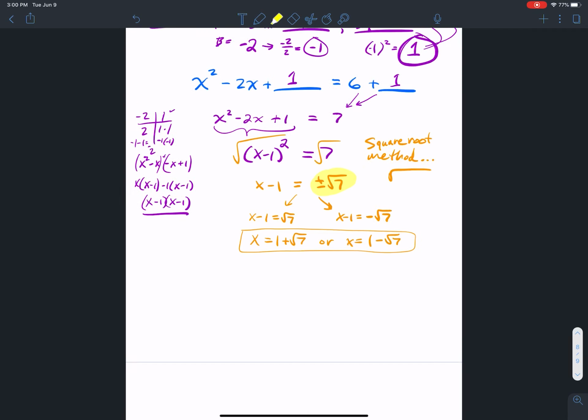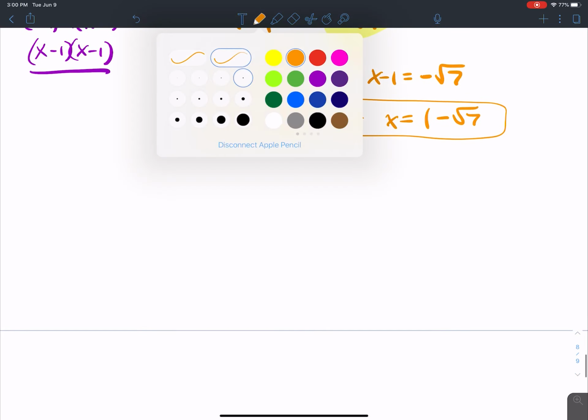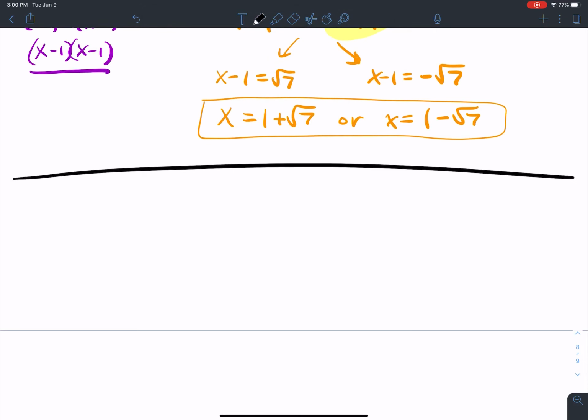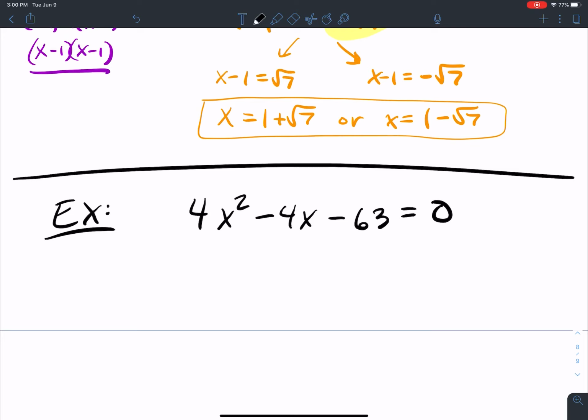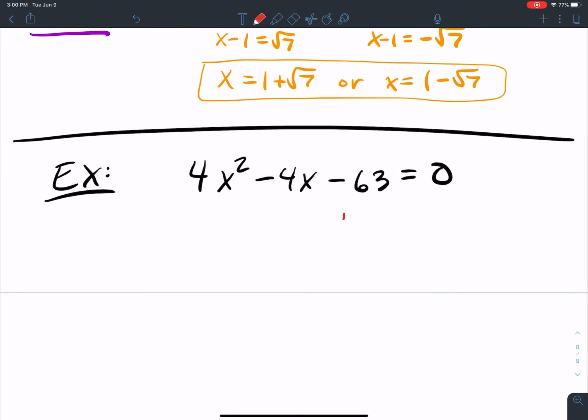So let's try one more where the a is actually not just 1, and that way you can see what to do in that scenario. So 4x squared minus 4x minus 63 equal to 0. So step 1, I'm going to move my constant over. So I'm going to add 63 to both sides. And I'm drawing my blanks.